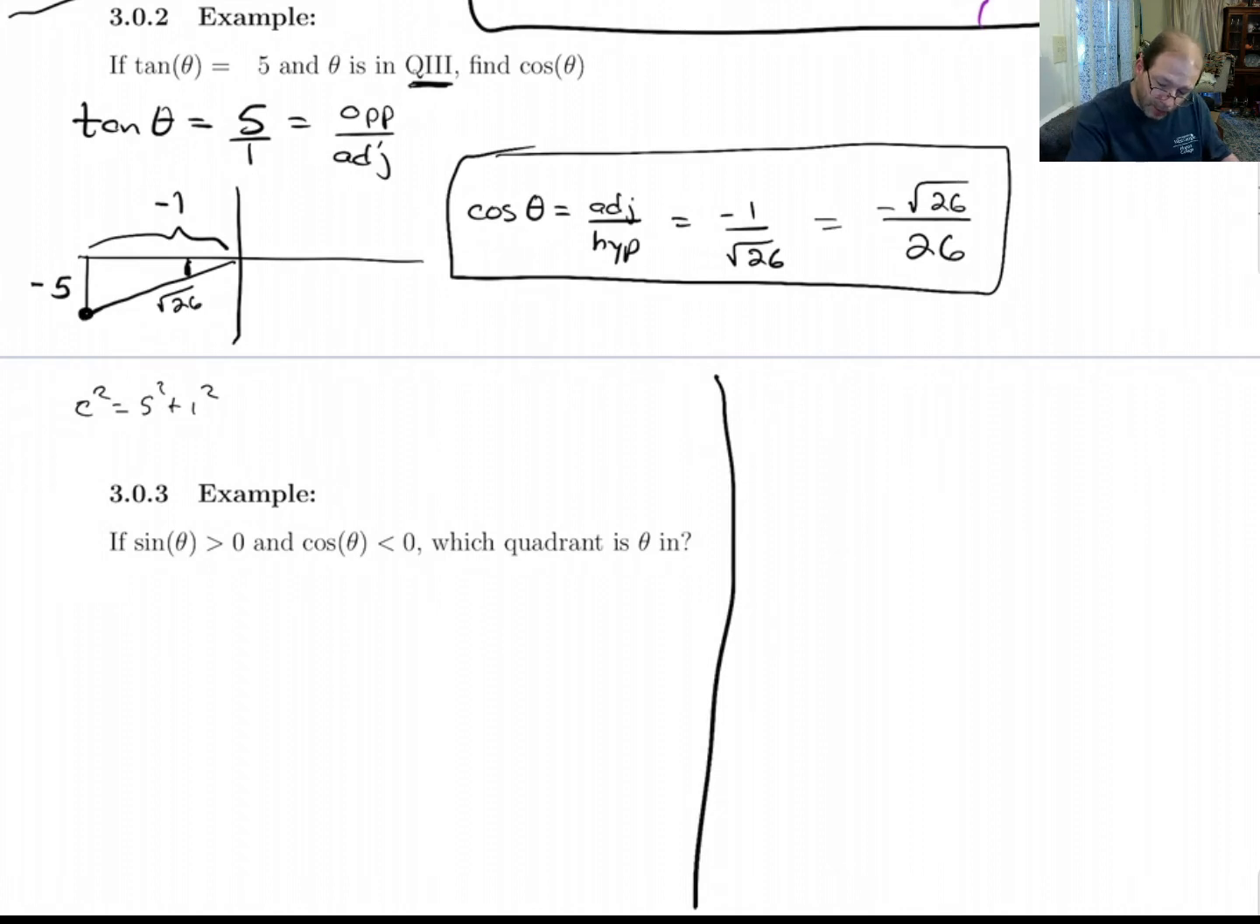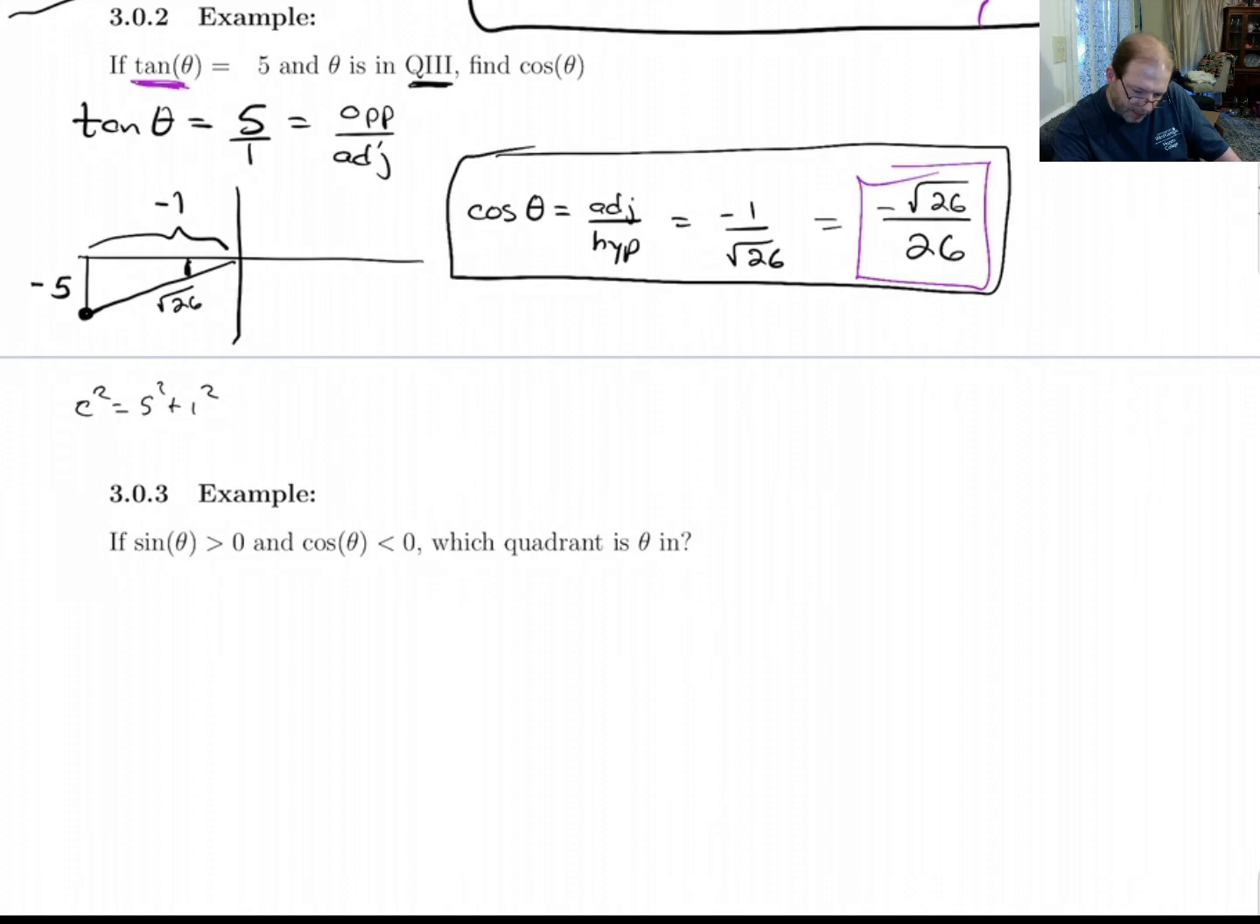I was going to do it the cheap way down here. Actually, since this one involves tangent, I'm not going to do this one the cheap way because it would involve using some identities that we haven't learned yet. So let's just leave this problem here.